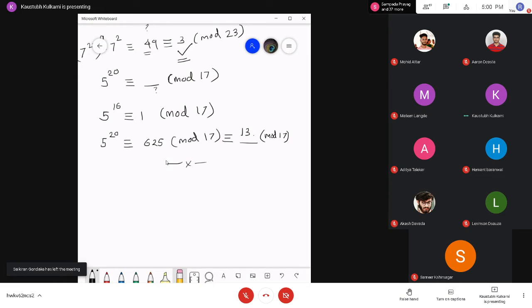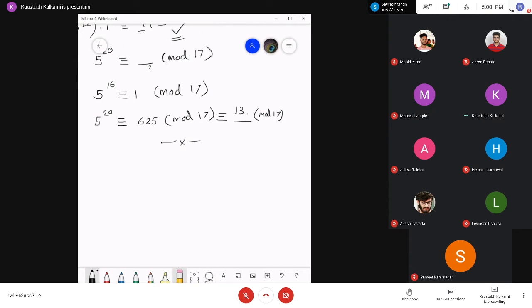So next is the Euler's totient function and Euler's theorem. Actually, what is the totient function?